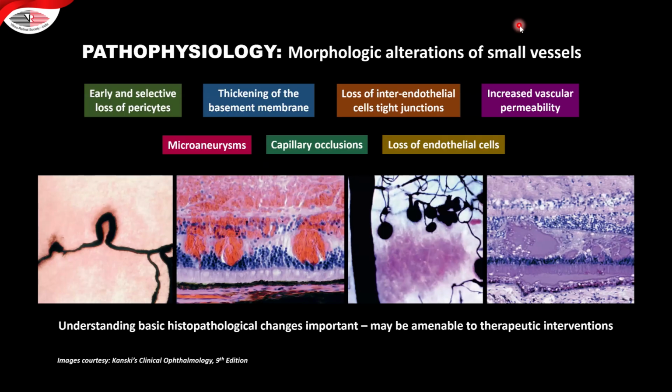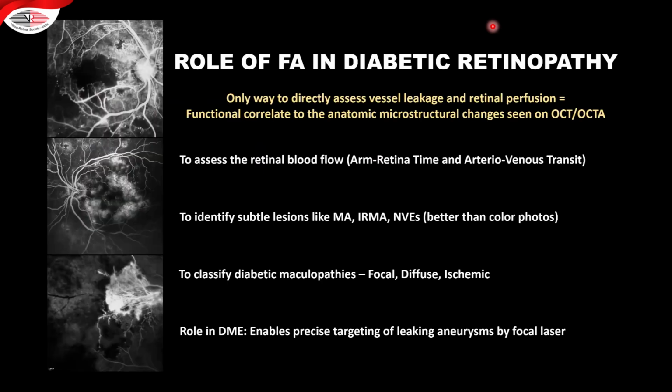So what happens here is an early and selective loss of pericytes, thickening of the basement membrane, loss of interendothelial cells, tight junctions, and increased vascular permeability, which leads to microaneurysms, capillary occlusions, loss of endothelial cells. All this is happening, and this is what leads to the changes that we are talking about that will occur in the fluorescein angiography. So, what is the role of angiography in diabetic retinopathy?